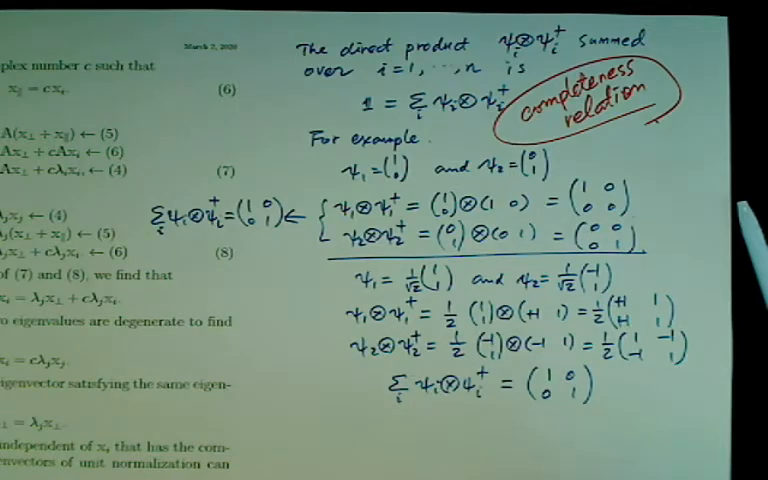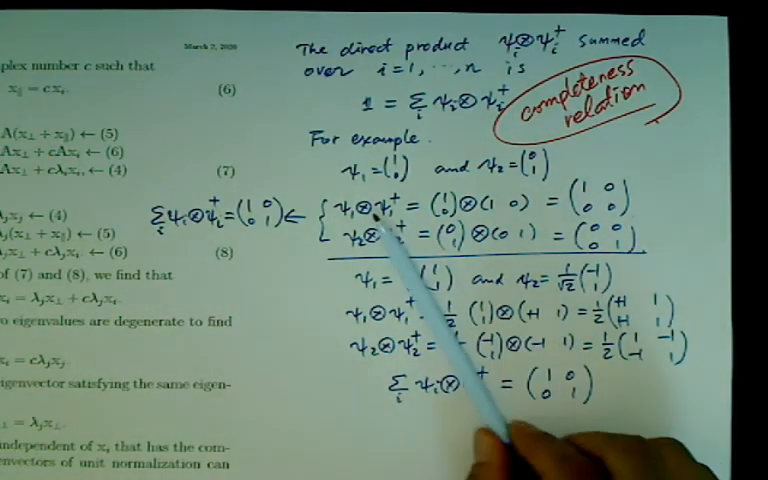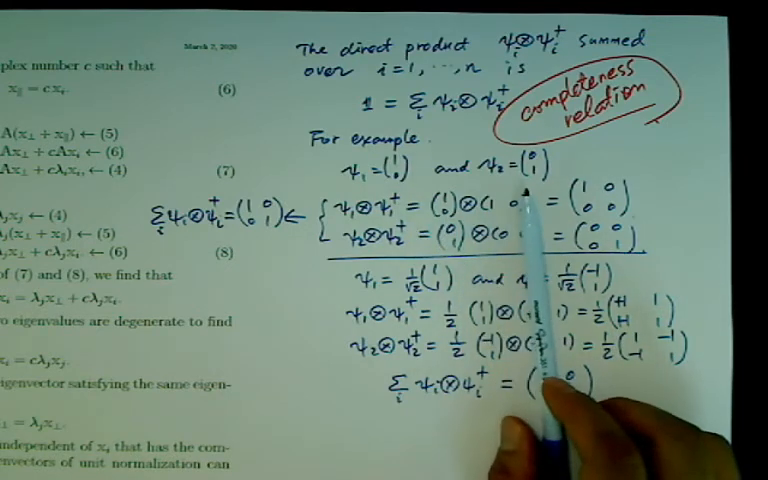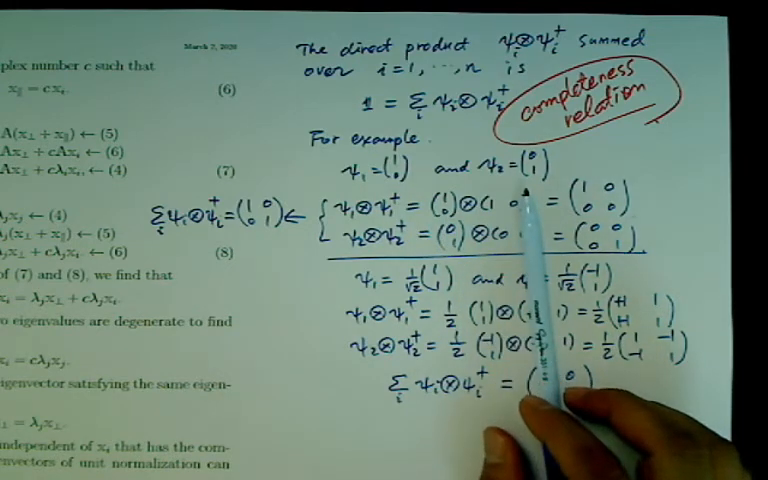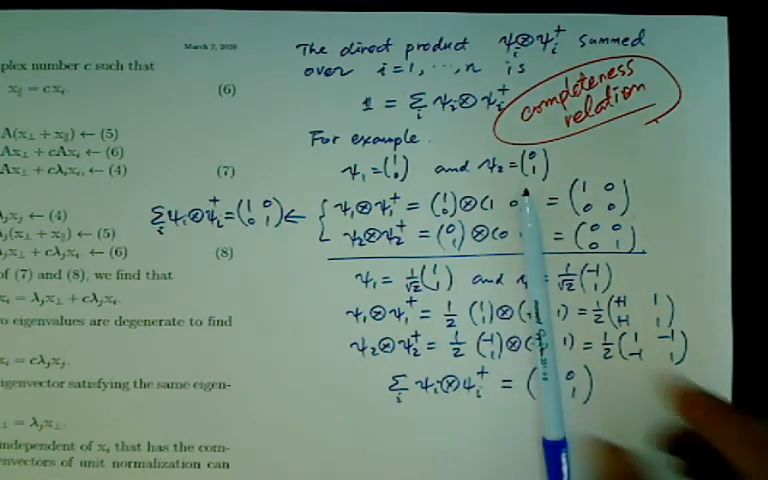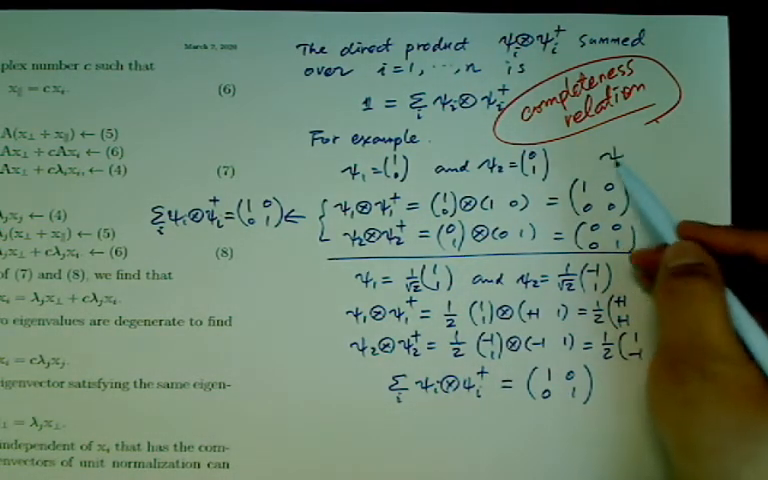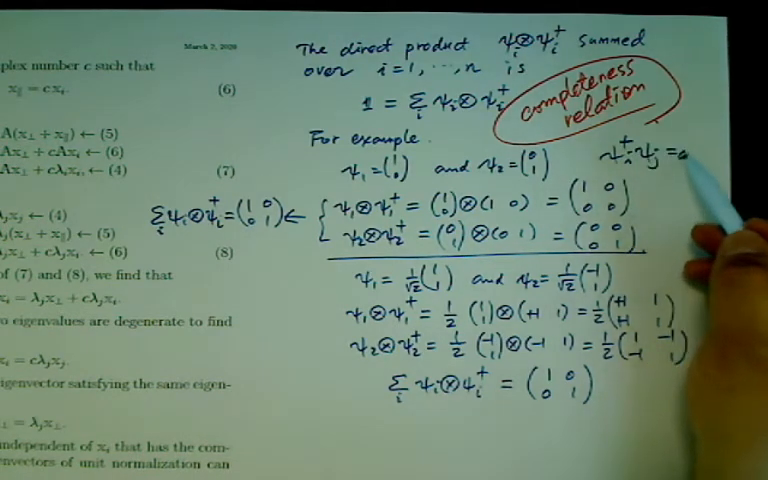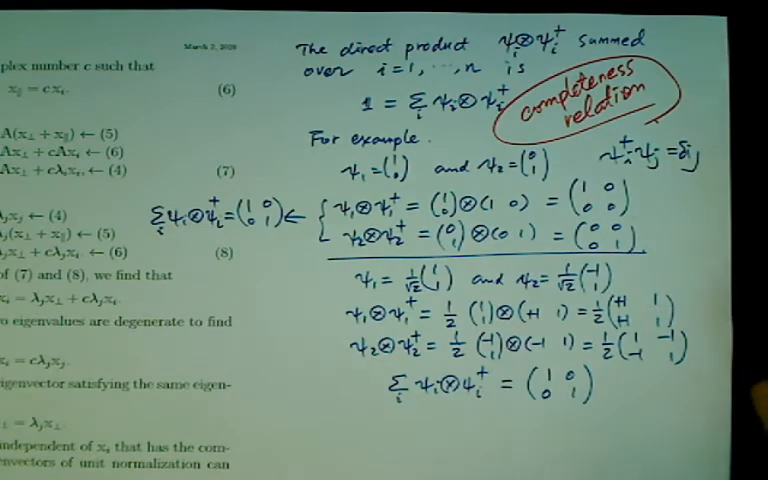The simple example is given here. Consider a 2 by 2 complex matrix. So we have psi 1 and psi 2 to be two linearly independent, orthogonal, and normalized states. So it is trivial to find that psi i dagger psi j is delta ij, right?